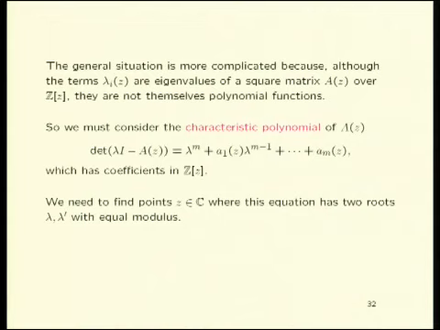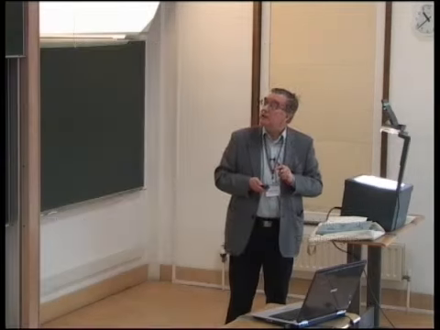So we look at the characteristic polynomial of the matrix. And remember, the matrix has got polynomial entries, so the characteristic polynomial will have polynomial coefficients, the a1 of z, so forth. There will be polynomials. Okay? And what we're looking for are points where this polynomial has eigenvalues, has two roots with equal modulus.